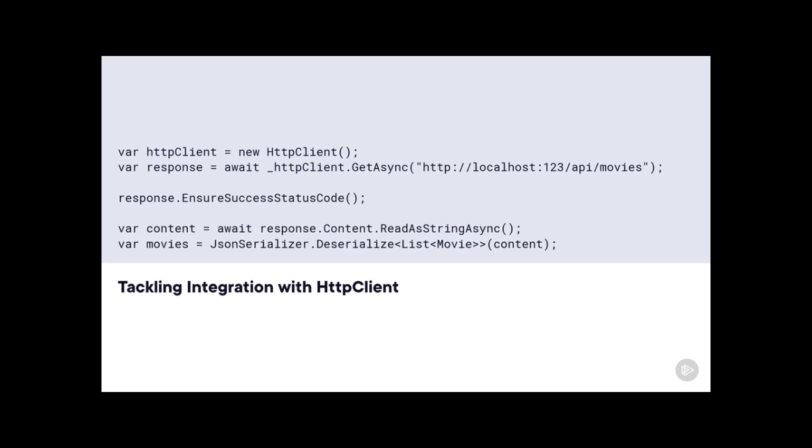What you see on screen is a very basic example of using an HTTP client instance to fetch a list of movies. It uses Microsoft's built-in System.Text.Json deserializer. I'm sure this will look familiar to quite a few of you. If it doesn't, don't worry. All will become clear during this course.